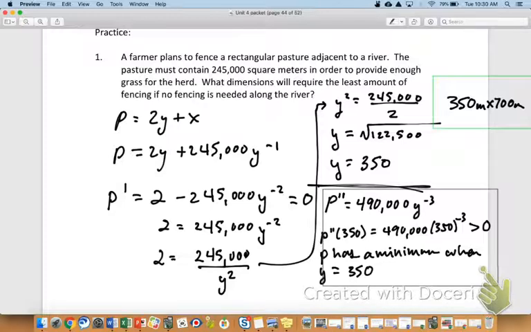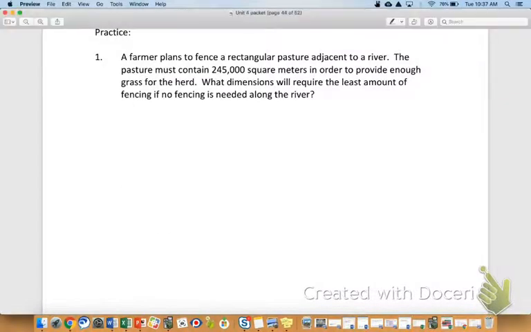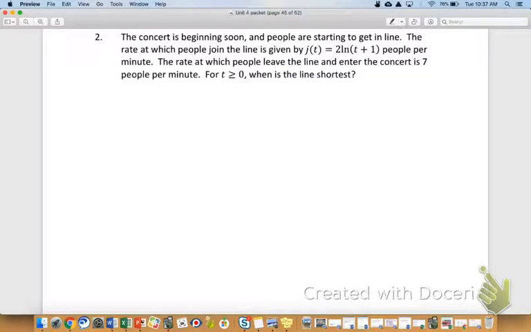It's right here. It says the concert is beginning soon and people are starting to get in line. The rate at which people join the line is given by J of T people per minute. The rate at which people leave the line and go into the concert is 7 people per minute. For non-negative times, when is the line the shortest? This is definitely calculator active. I don't think it really requires a picture.